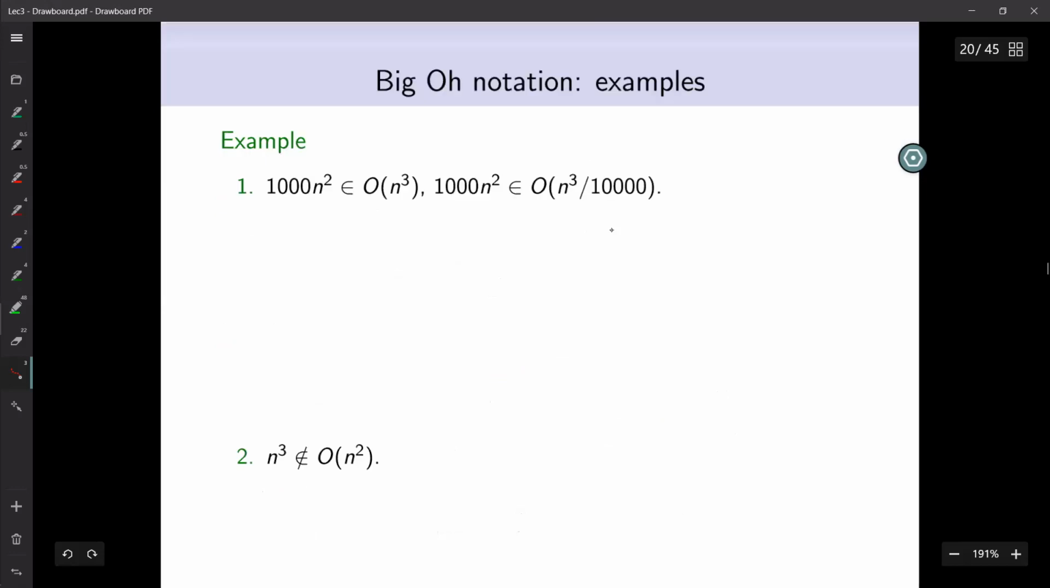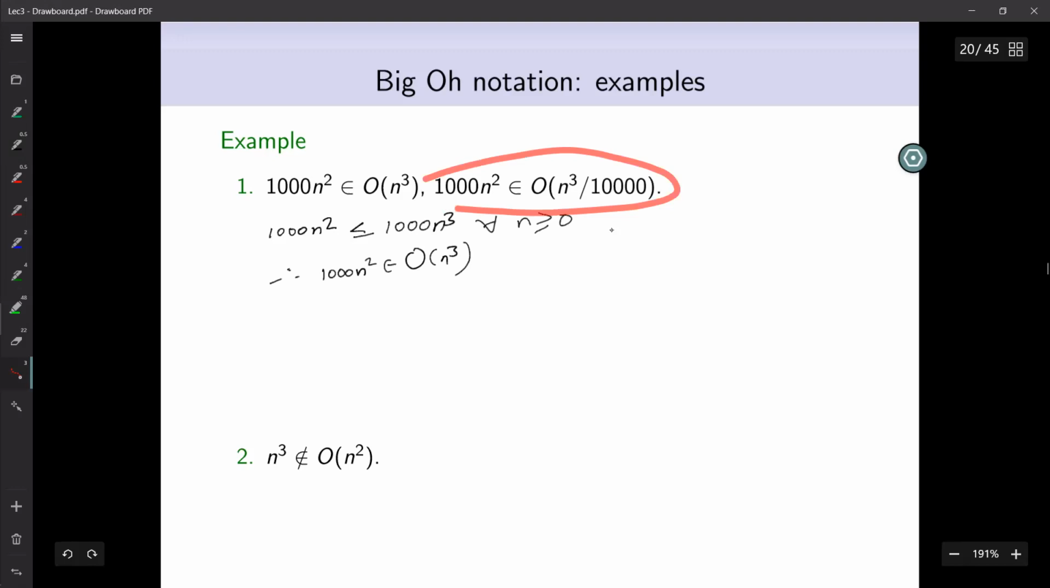So let's see some more examples. 1000 n square is in order of n cube. Let's see why. 1000 n square is less than or equal to 1000 n cube for all n greater than or equal to 0. So therefore 1000 n square is in order of n cube. It's fairly simple. Now let's see the second one: 1000 n square is in order of n cube by 10,000. So this is the first one.